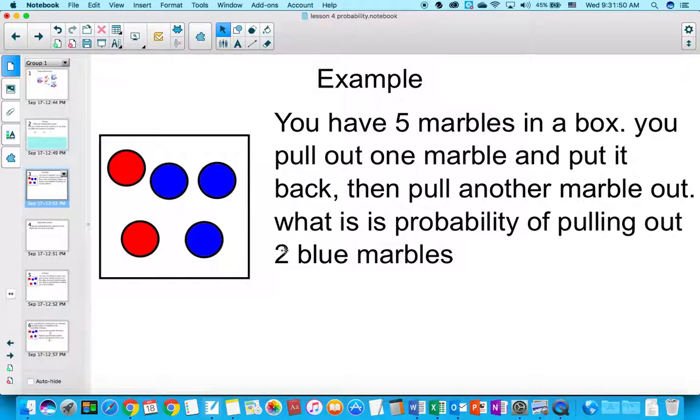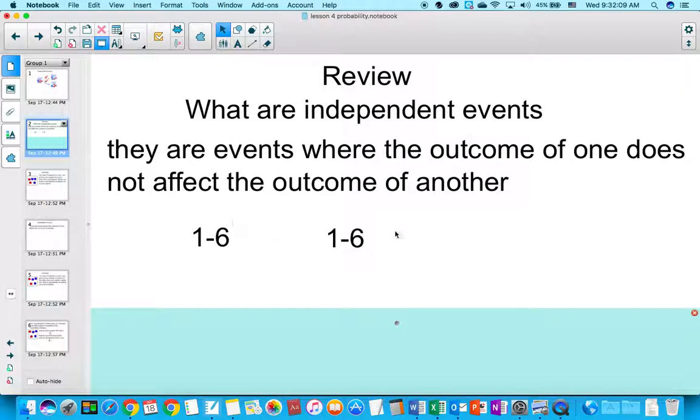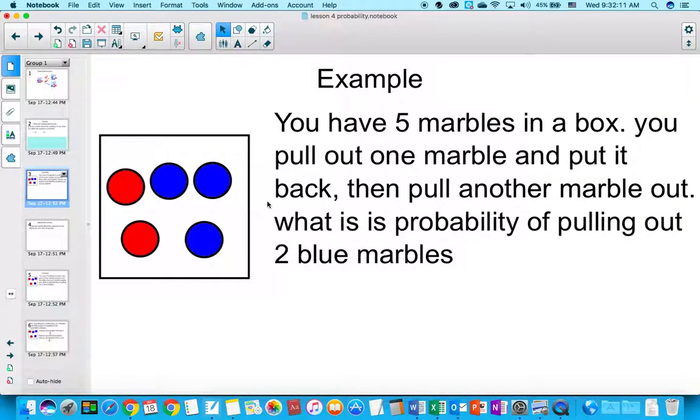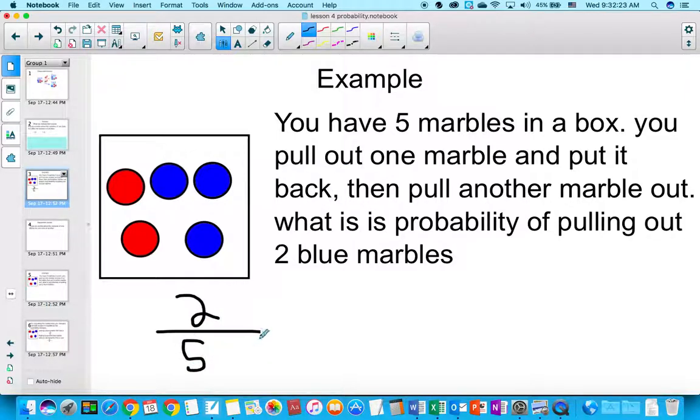Well, first we have to ask ourselves, how many events are there? Well, we pulled out 1 marble, then we put it back. Then we pulled out another marble, and then we put it back. That's 2 events, which means if we have 2 events, we have 2 different probabilities. A common mistake people will make will be to go, oh, well, we're looking for 2 blue over a total of 5. So that would be my answer.